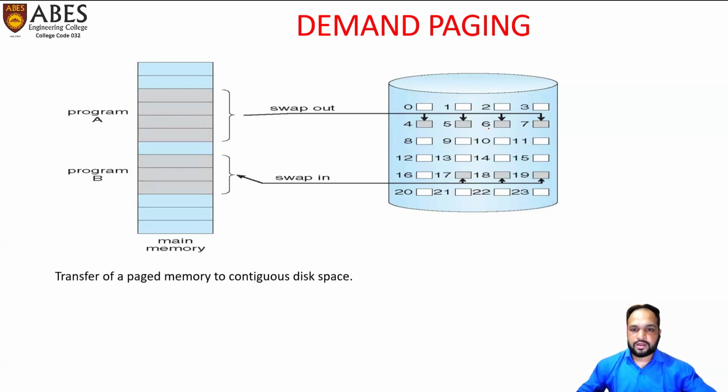You can see those are the pages which are stored at various locations. This is the page for bold, this is for italic, this is for word art, and this is for something else. So it is as per the requirements. When required, let's suppose the program requires pages 17, 18, and 19, they will be swapped in, and the earlier pages, which were 4, 5, 6, and 7, will be swapped out as they are not required now. So transferring of paged memory to contiguous disk space is what demand paging is.